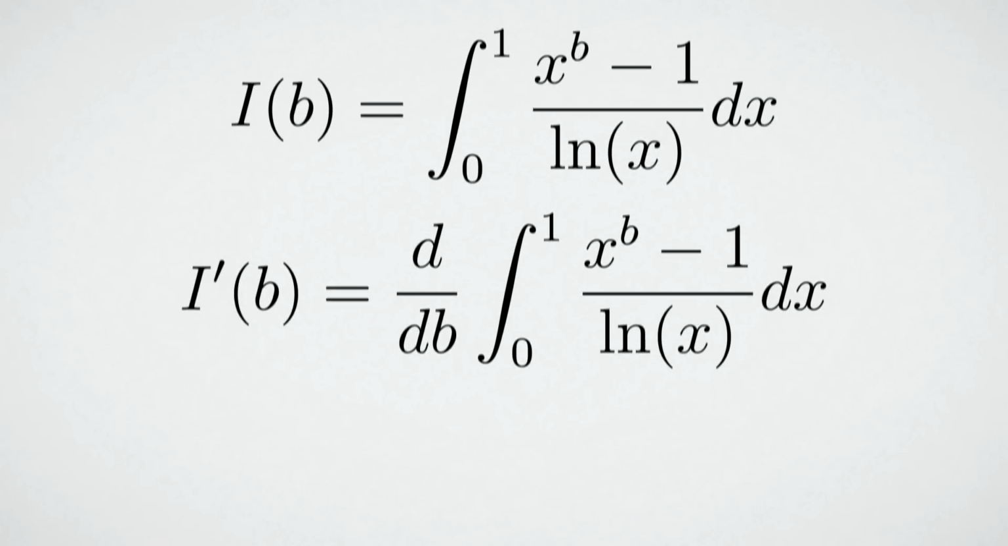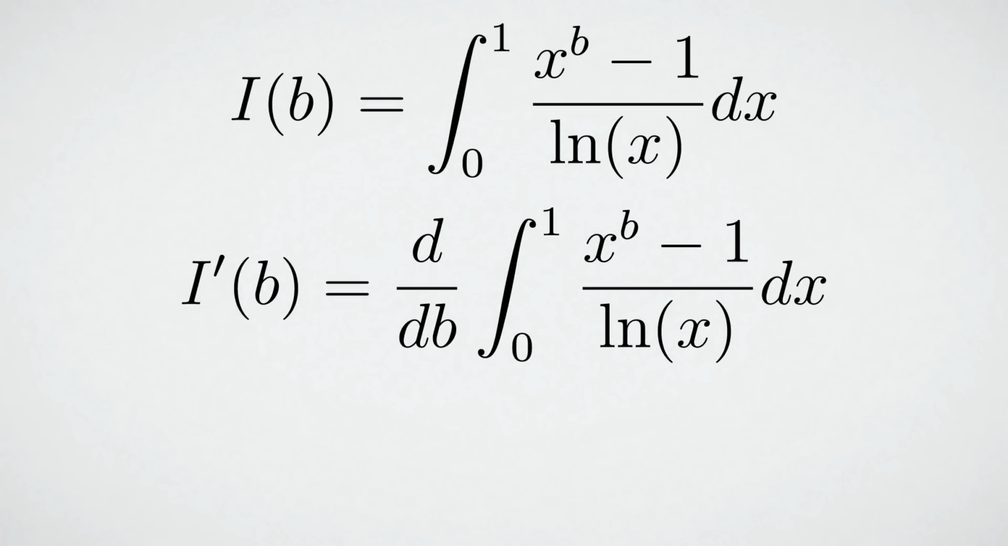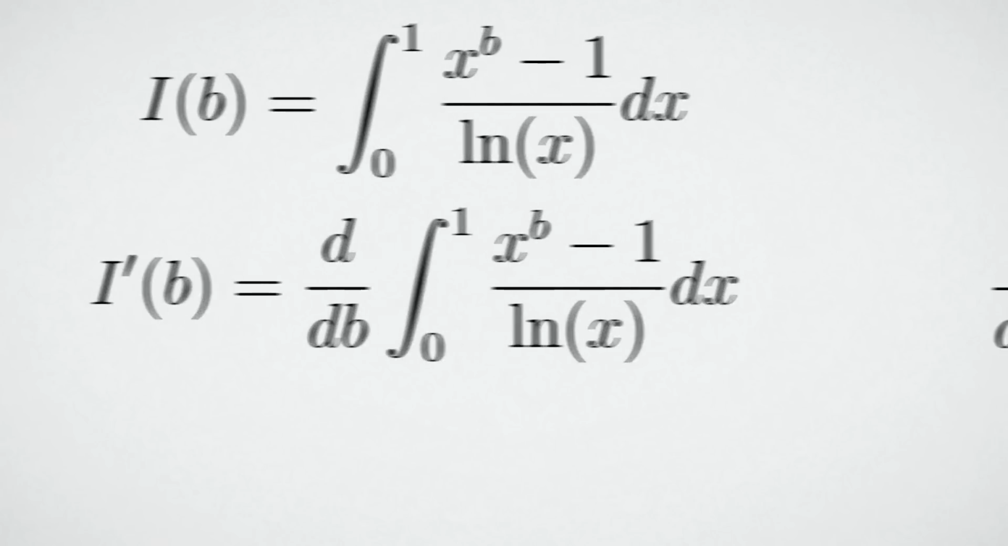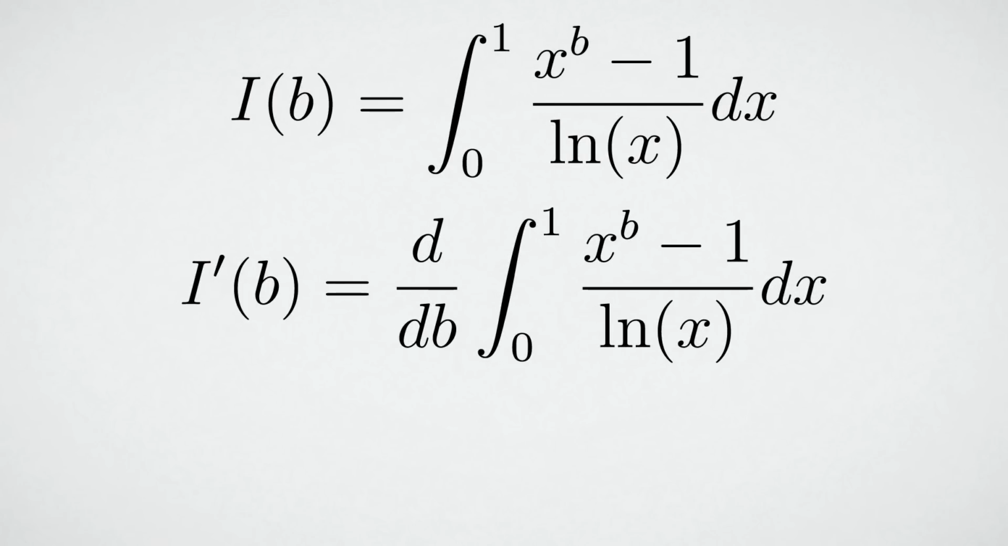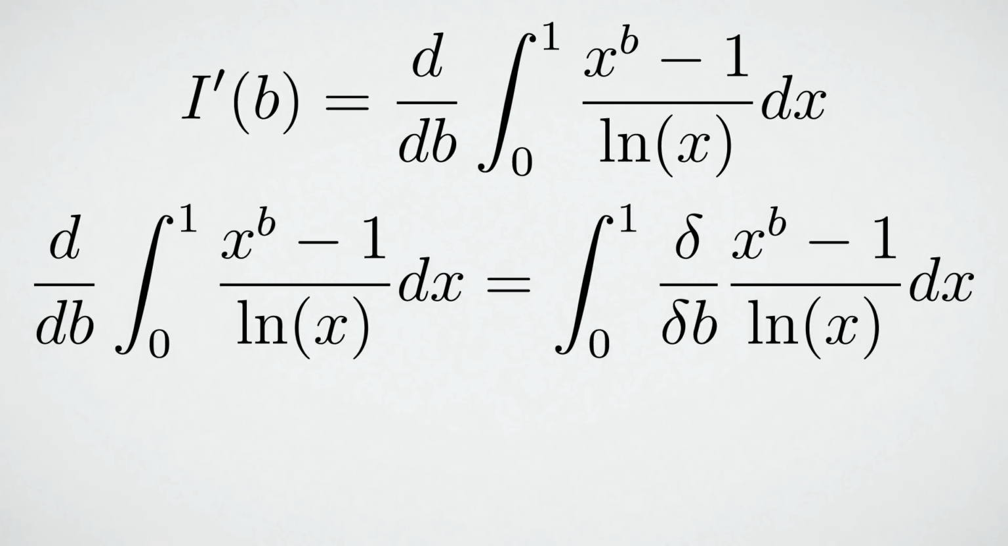Let's take the derivative of I of b, and we get I prime of b equals the derivative with respect to b of the integral from 0 to 1 of (x to the b minus 1) over the natural log of x dx. Now, according to the Leibniz rule, the derivative of an integral of a function of two variables is equal to the integral of the partial derivative of that function. So what does that mean? That means that if we take the partial derivative with respect to b, we can find I prime.